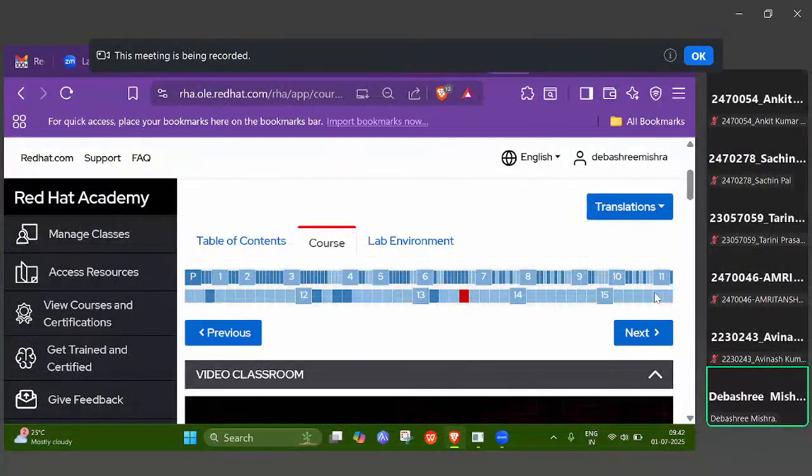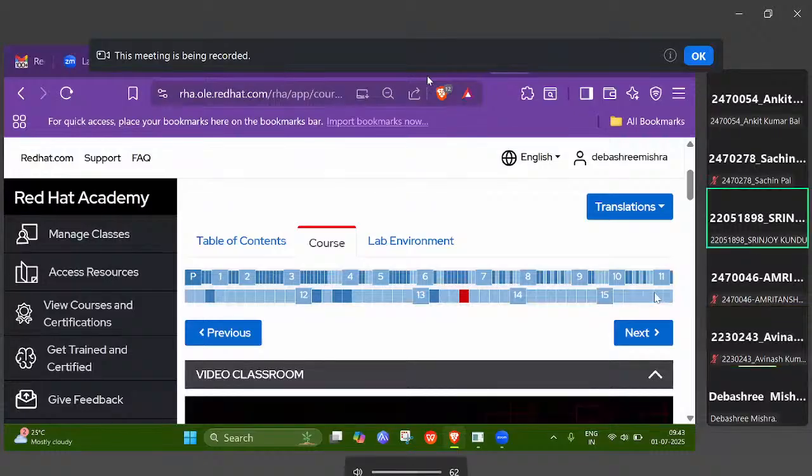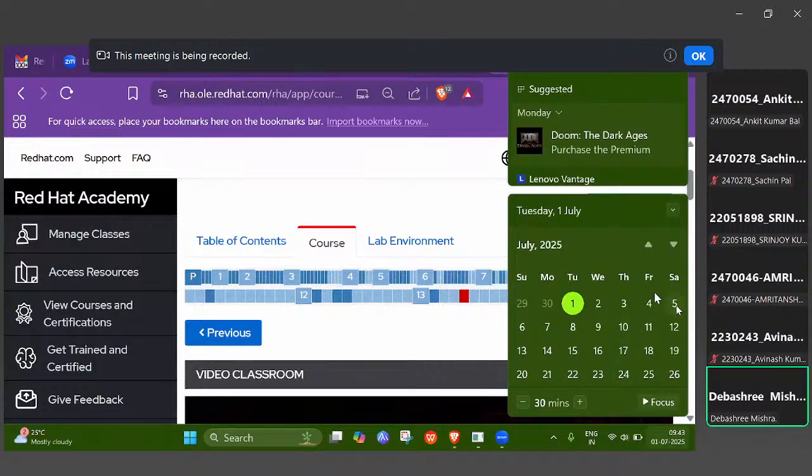How many days do you need to complete it, guys? Up to chapter number 15. Today is 1. Ma'am, 9 July is the last day. 9 July is the last date. Okay, then can you do it within the 5th, Saturday? No, ma'am. 9 July is the last date for accessing this particular terminal, I think, right?